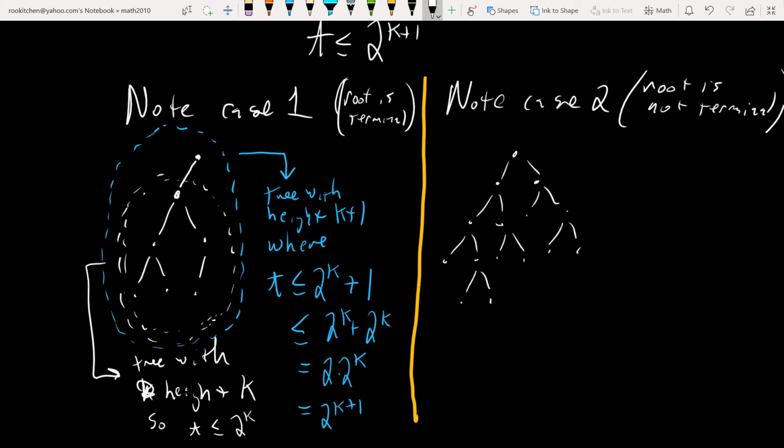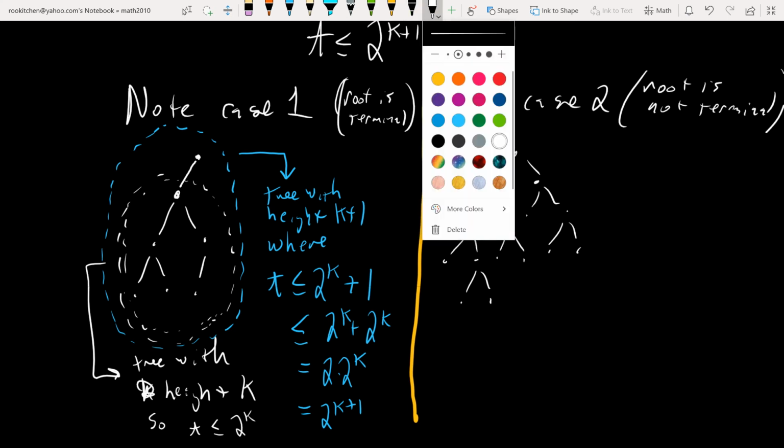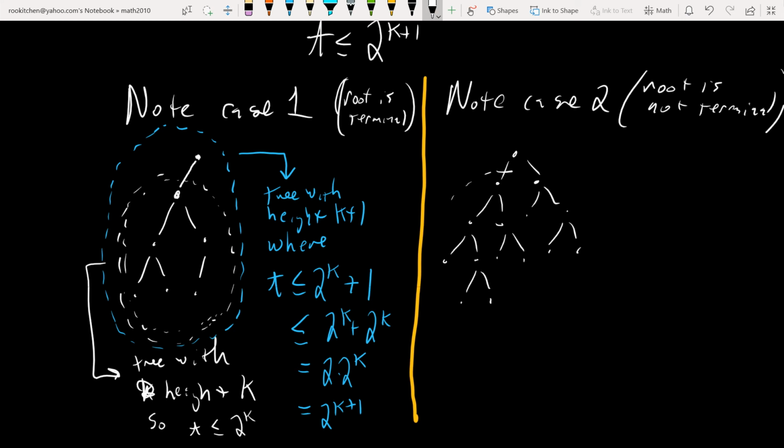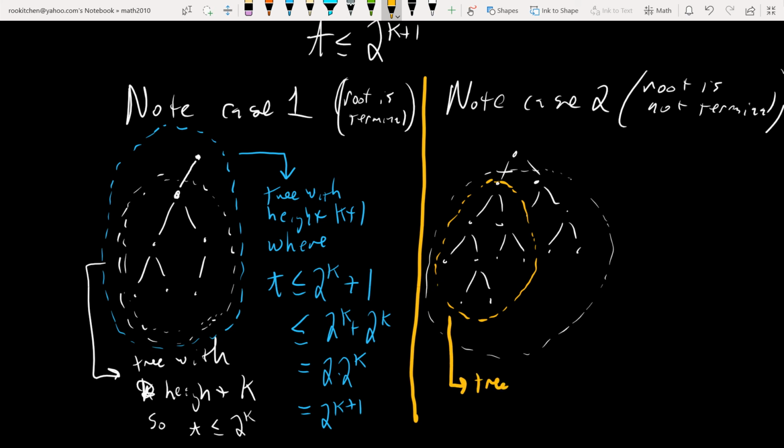Okay, so in this case, what you want to do is just exclude the root and work with these two trees that extend from the root. There's one tree here that I circled in yellow, and it's a tree, again, of height h, so I can use the inductive hypothesis. So by the inductive hypothesis, the number of terminal vertices on that will be less than 2 to the k. And then there's this other tree, which I'll circle in red here.